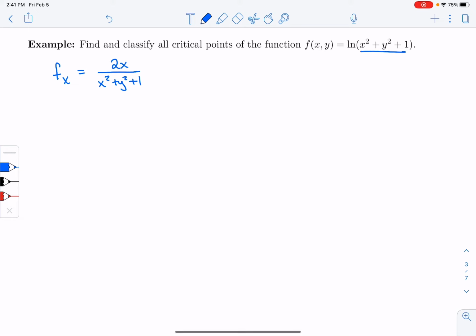I'm going to set that equal to 0. The denominator is never 0. And the numerator is only 0 when x is 0. So that tells me x has to be 0 to have a critical point.